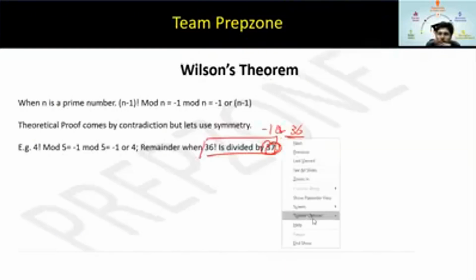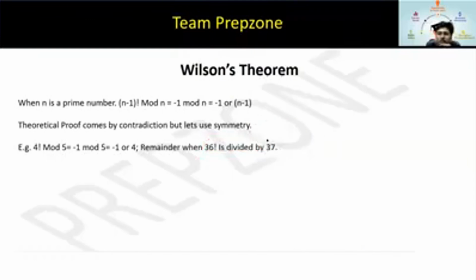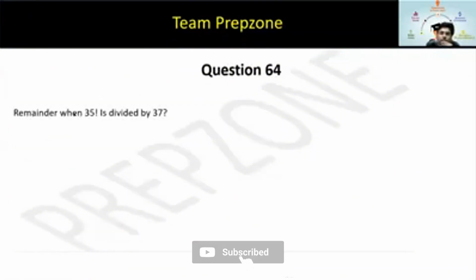Bharat, this has to be a prime number. This 37, this 5 has to be a prime number. Yeah, everyone knows this is 1. How is this 1? See.